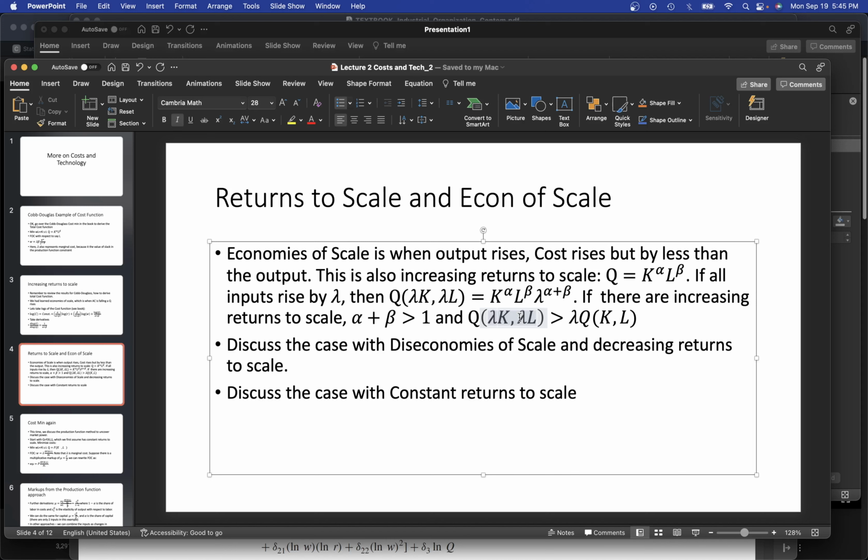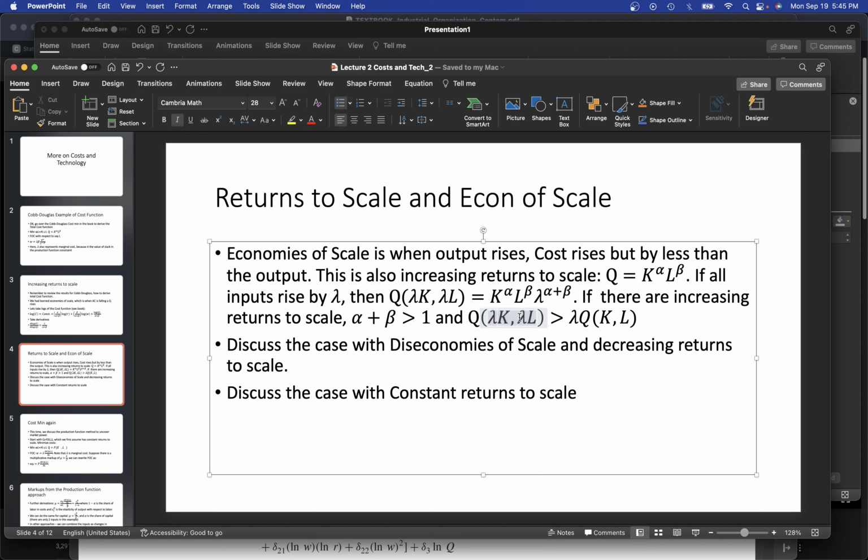So yes, there are diseconomies of scale and decreasing returns to scale, which is exactly the opposite, if alpha plus beta is less than 1. And if it's less than 1, that means this thing is less than lambda, multiplying the output by lambda. Or in the total cost case, let's go back to the total cost case. If this is in fact less than 1, then a 1% increase in Q will increase your costs by more than 1%. So from a production side, you would much rather not increase your inputs. It would be better to just double the amount of farms.